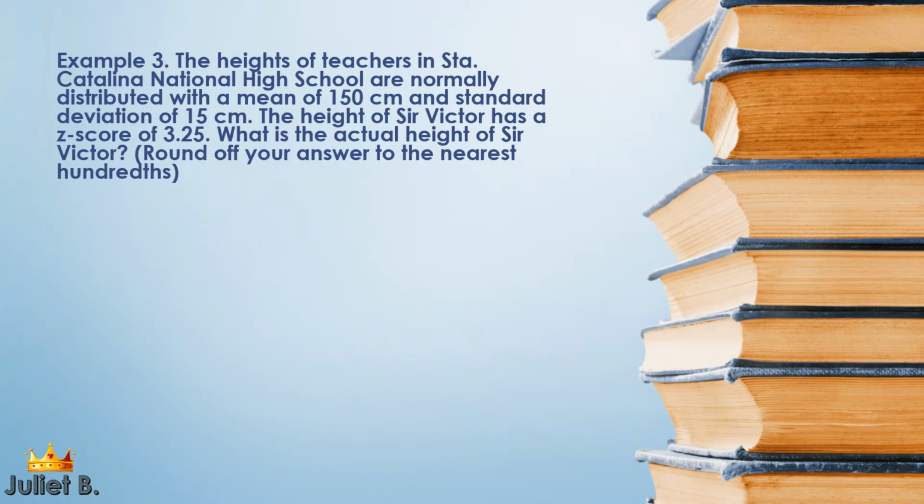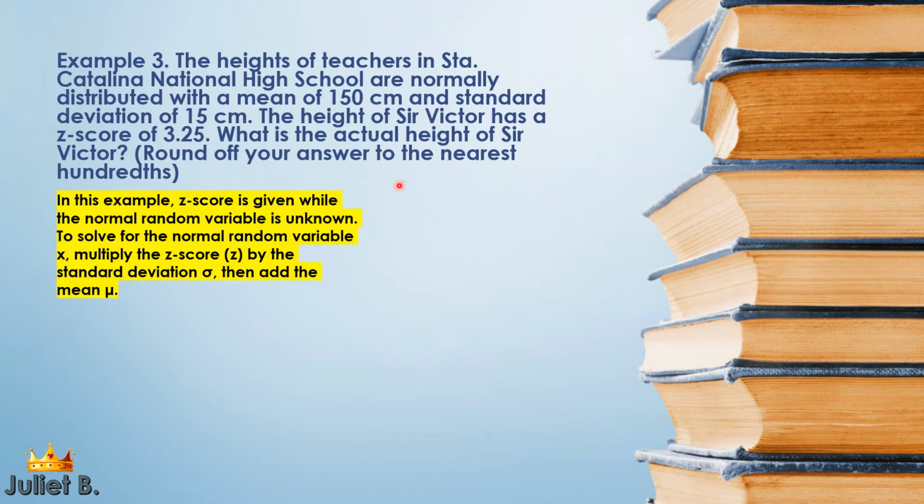Example number 3. The heights of teachers in Santa Catalina National High School are normally distributed with a mean of 150 cm and a standard deviation of 15 cm. The height of Sir Victor has a z-score of 3.25. What is the actual height of Sir Victor? Round off your answer to the nearest hundredth. In this example, the z-score is given, while the normal random variable is unknown.